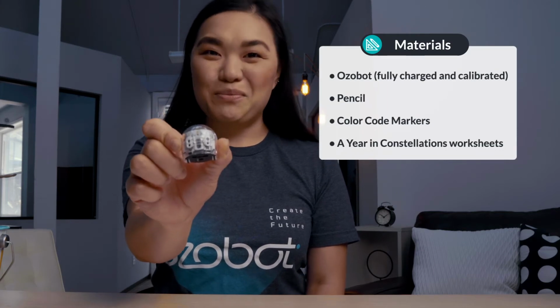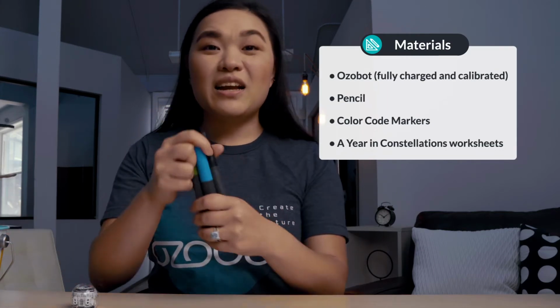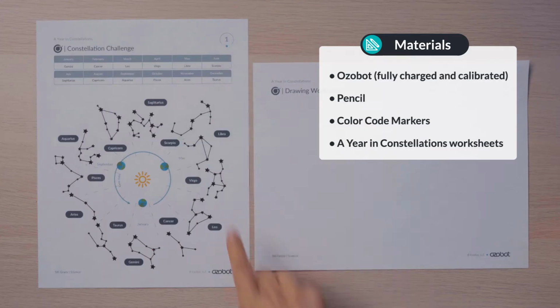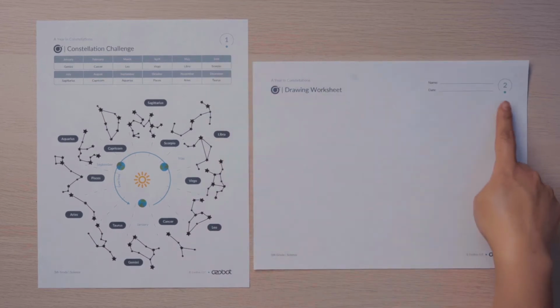Everyone, Miss Tui here. Today we are going to make a model of a constellation. Your constellation model will show the relative location of the Earth to the Sun during a certain month or season of the year. For today's lesson, you will need an Ozobot, fully charged and calibrated, color code markers, a pencil, and your two constellation worksheets, the Constellation Challenge and the drawing worksheet. Make sure you have both.